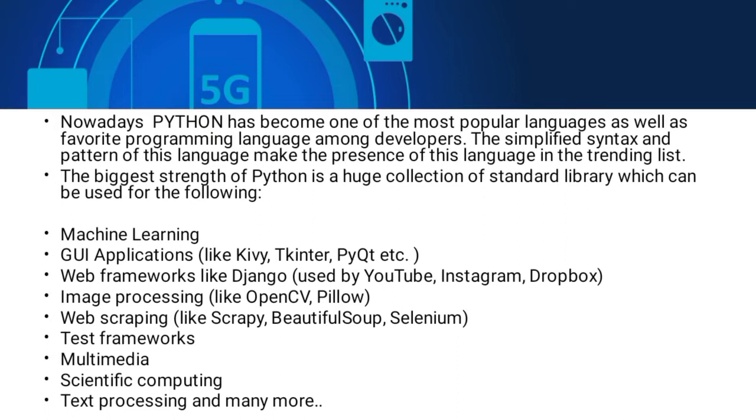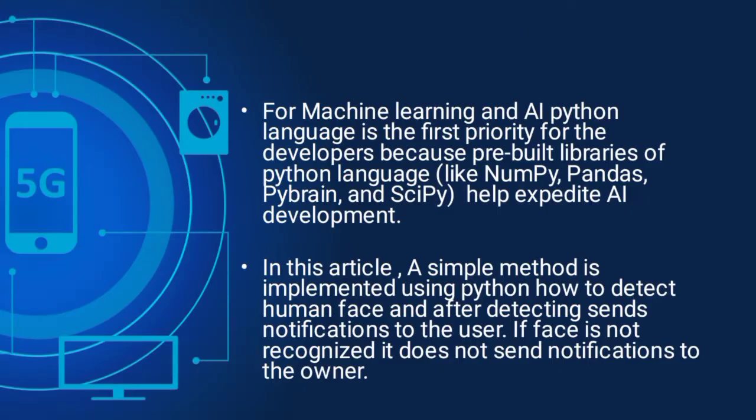Web frameworks like Django, used by YouTube, Instagram, Dropbox. Image processing like OpenCV, Pillow. Web scraping like Scrapy, Beautiful Soup, Selenium. Test frameworks, multimedia, scientific computing, text processing, and many more. For machine learning and AI, Python is the first priority for developers because pre-built libraries of Python like NumPy, Pandas, PyBrain, and SciPy help expand AI development.